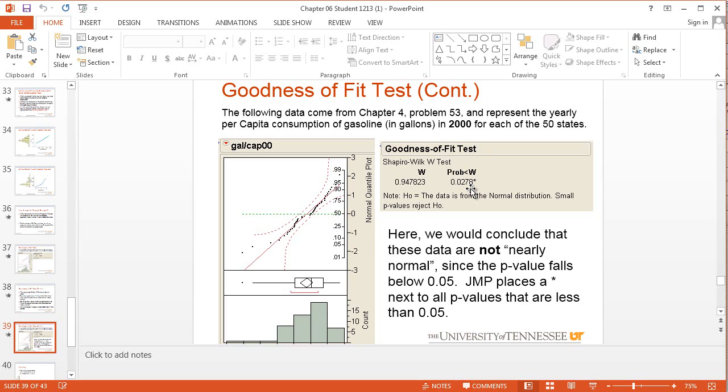And then the p-value is small, suggesting to us that this isn't from the normal distribution.